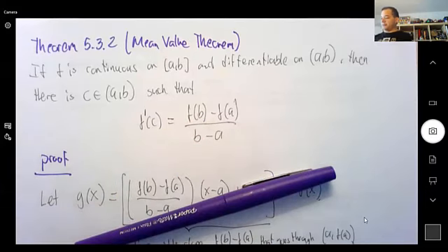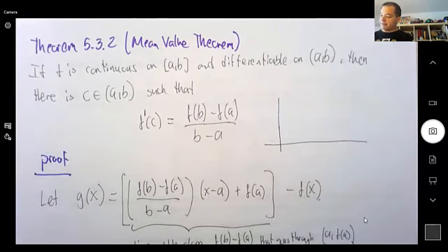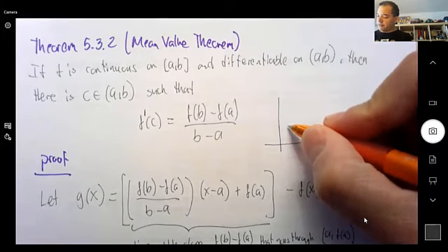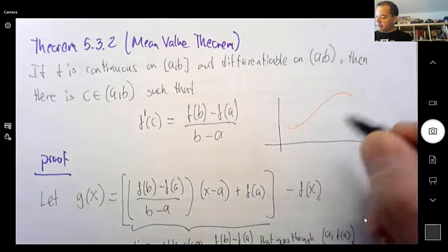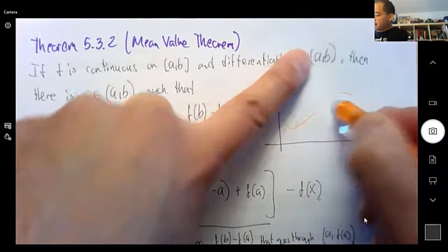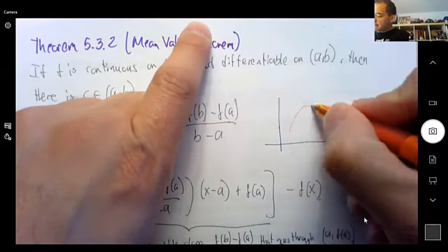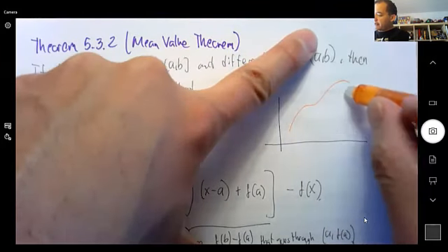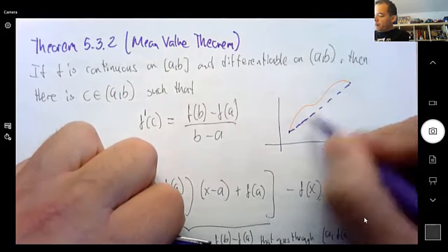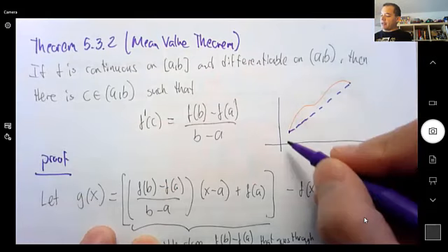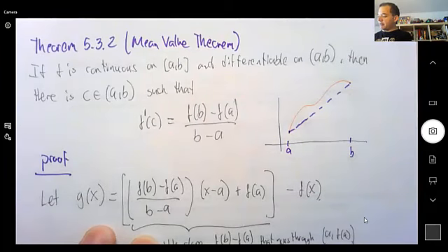This is the one where you may remember the diagram: we have some differentiable, smooth function. And the property we care about is, let me make a picture with more curviness so we can appreciate it. Maybe something like this. All right. So what it says is that there is going to be some slope of a tangent line between A and B, which is parallel to the segment AB.